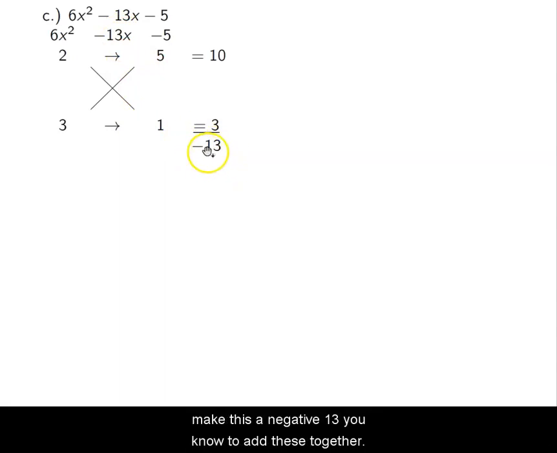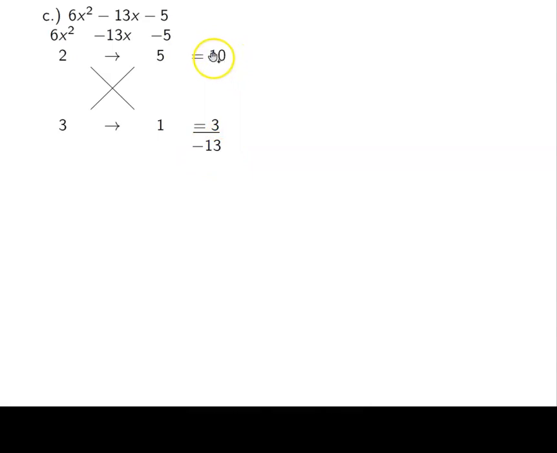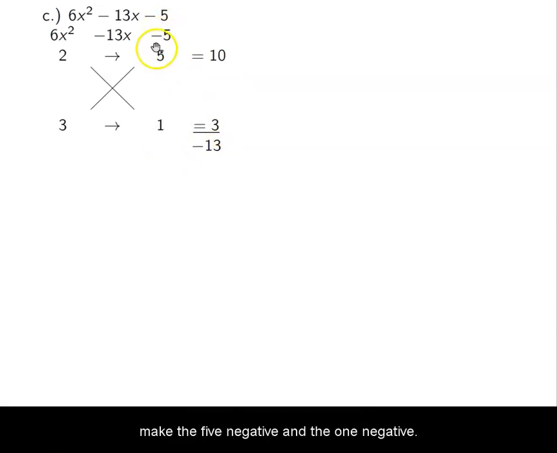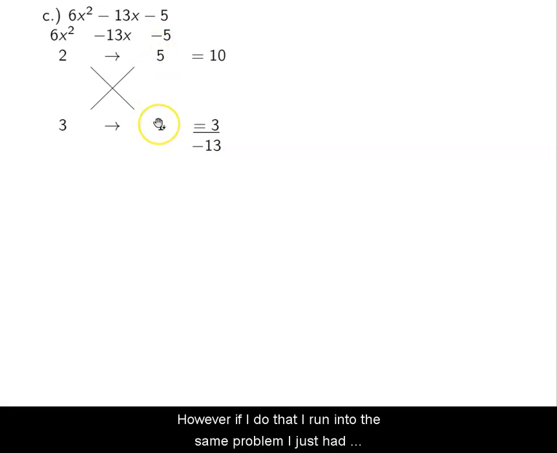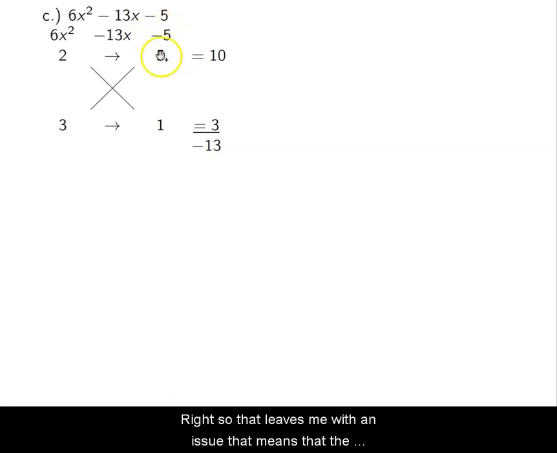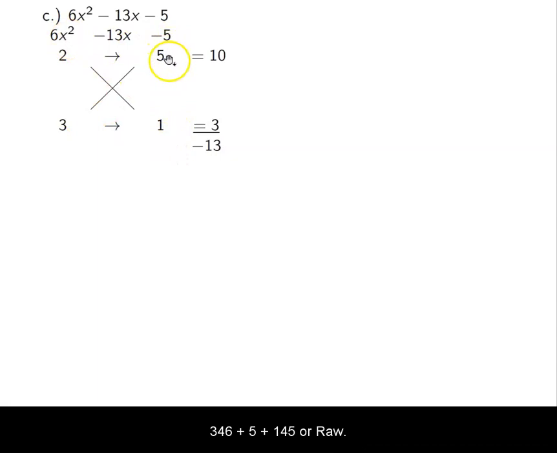In order to make this a negative 13, whenever I change this to a negative or this to a negative, I apply that under the factors for the constant term. So that would make the 5 negative and the 1 negative. However, if I do that, I run into the same problem I just had in the last example. Negative 5 times negative 1 would give me a positive 5. So that leaves me with an issue. That means the factors I chose, 2 and 3 for 6 and 5 and 1 for 5, are wrong.